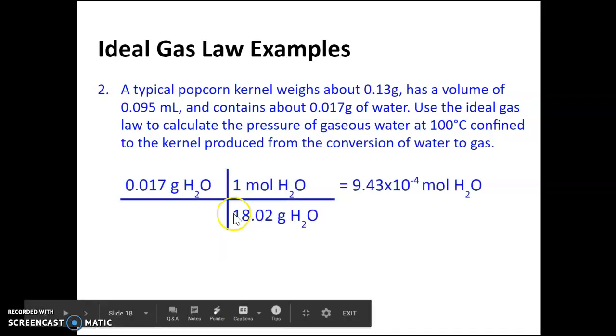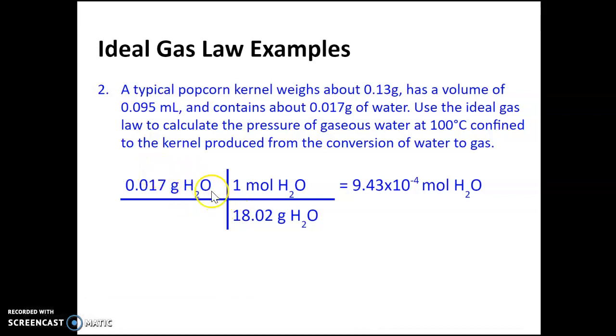Thus, I'm going to just use a tiny baby stoich table. Molar mass of water, grams to moles. This is a really small amount, and that's what I'm expecting. You can't fit a lot of water into a single popcorn kernel. So we've got 9.43 times 10 to the negative 4 moles of water.